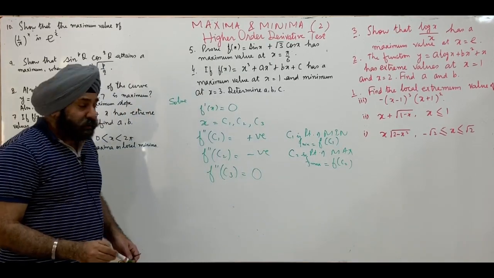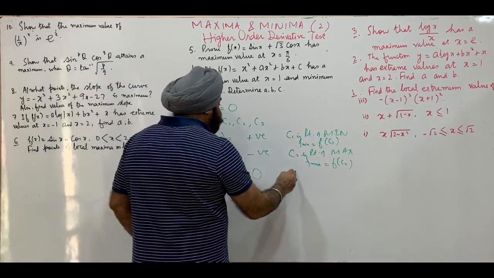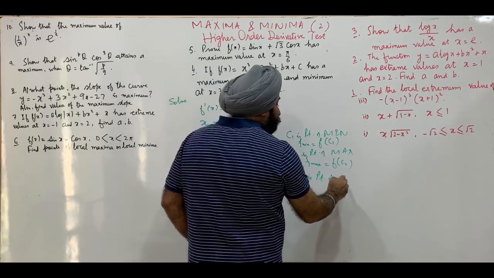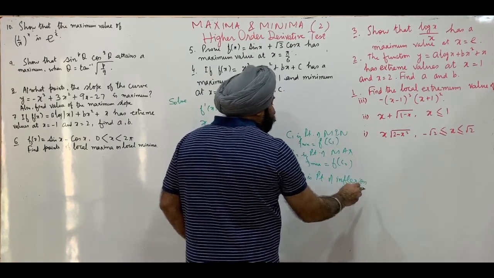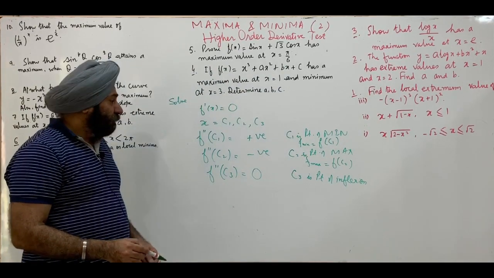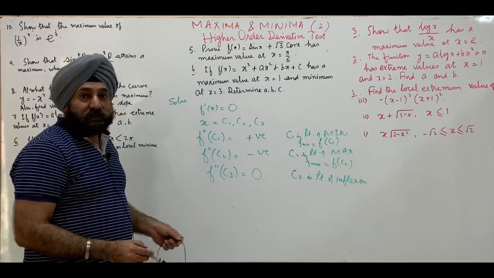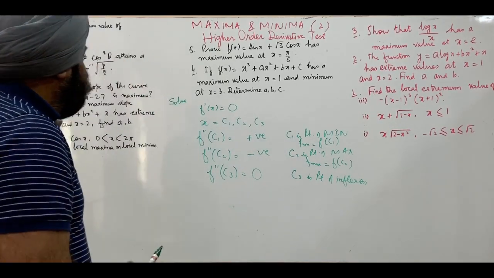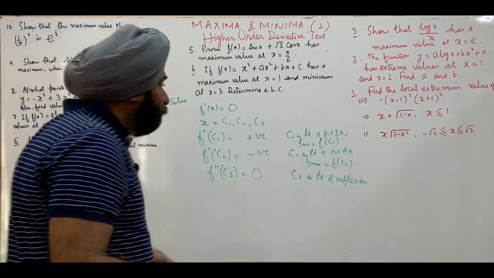And a critical point where the second order derivative is 0, c3, is called a point of inflection. This is neither a point of maxima nor a point of minima. This is a point of inflection. Here the curvature changes. Okay, let's solve questions based on this.